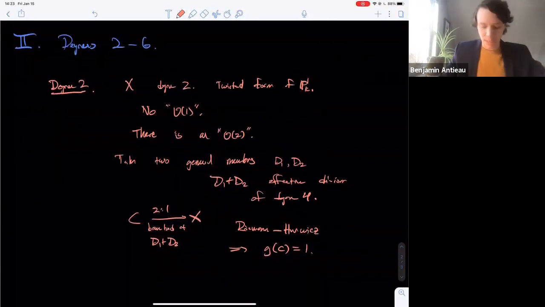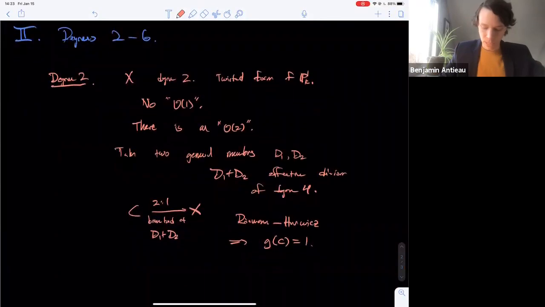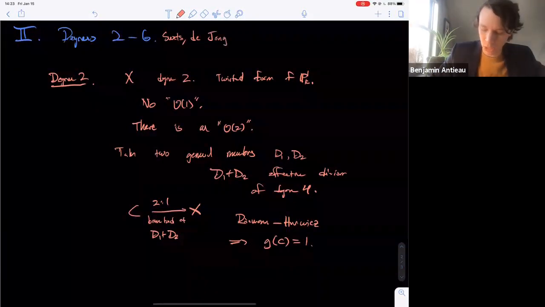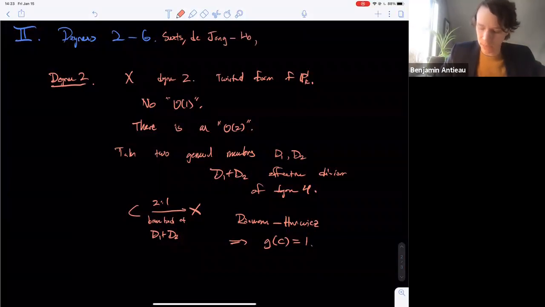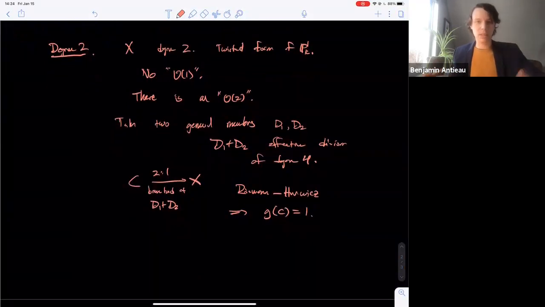And I should credit this. So these arguments are due to Sweets, but then in this sort of generality, I guess, De Jong and Ho, and then in the degree six case, to Asher Auel in unpublished work. So we've got this nice ample line bundle. I wanted to say this, it's an algebraic geometry seminar. There's an ample line bundle. I guess my job here is done.